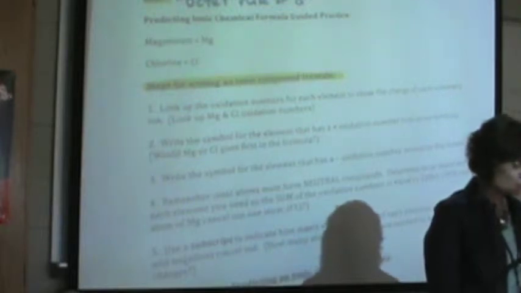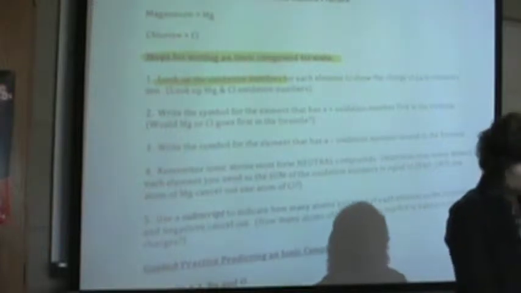So here's the new stuff. So that's kind of a review of some of the things we've done and all the parts that are coming together. We are going to predict a formula between magnesium and chlorine. Magnesium and chlorine have opposite charges. So the first thing I'm going to do is I'm going to look up their oxidation numbers. So get your oxidation chart out. It's 6B. So everybody find your oxidation chart.